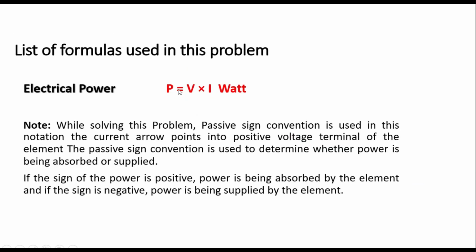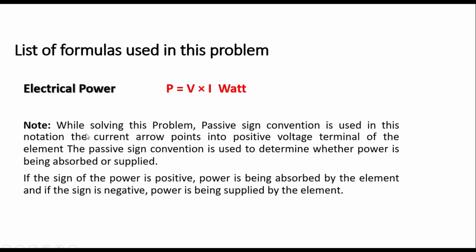Firstly I will list down the formula which we will be using in solving this problem, and it is a very simple formula of power calculation in electrical engineering, which is basically power equal to V into I. And as we know that we are dealing with DC circuit, so we do not need to worry about power factor, so we will be using simple power formula V into I.